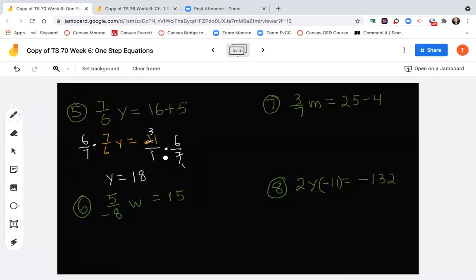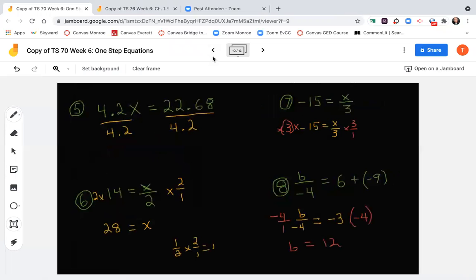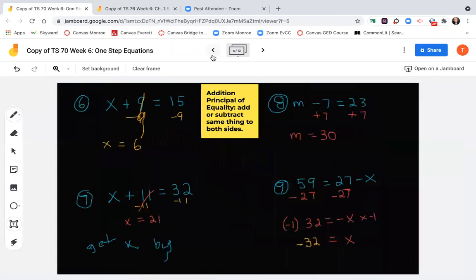Again, in number 6 here, I see I've got a negative 5/7. So I'm going to multiply by the negative reciprocal, so negative 8/5 times both sides. And I think that is pretty much the basics of what they call one-step equations. And I think everything else, especially the first several where we're just adding and subtracting the same number to both sides, starts off fairly simple.